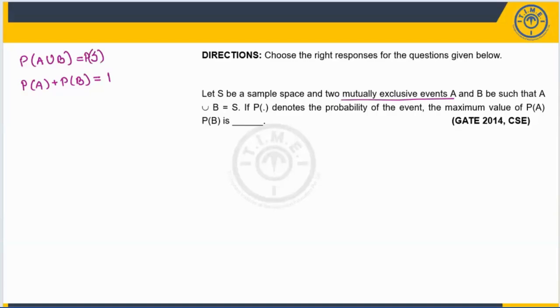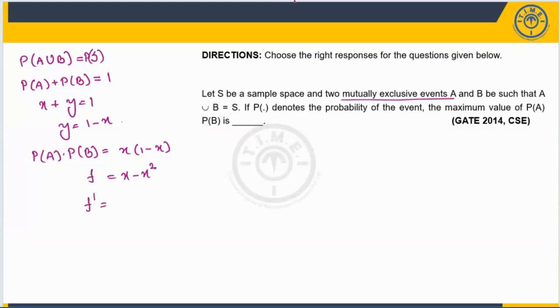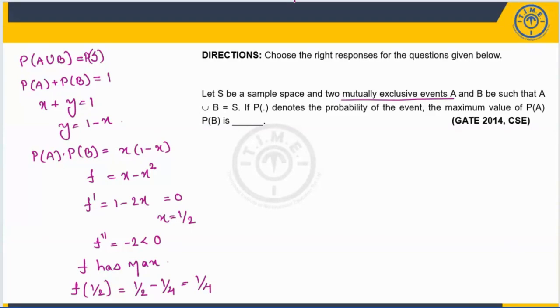Now let us say P of A is X and P of B is Y. Now let us say X plus Y is equal to 1, so Y is equal to 1 minus X. I want P of A into P of B, and that is X times (1 minus X), or X minus X squared. And let us say this is a function f. Now what is f dash? 1 minus 2x. And if we equate it to 0, x is equal to 1 by 2. And f double dash is negative 2, which is less than 0. So f has a maximum, and the maximum value is f of 1 by 2, which is 1 by 2 minus 1 upon 4, that is 1 upon 4. And that is 0.25. Right.